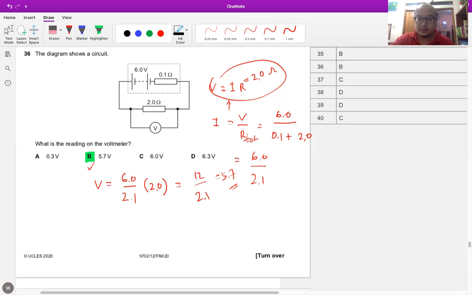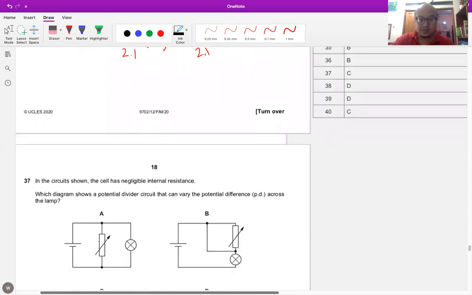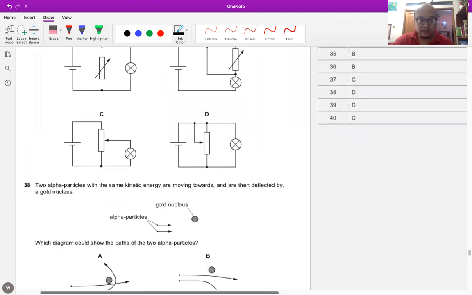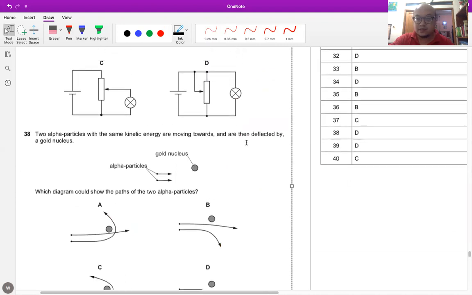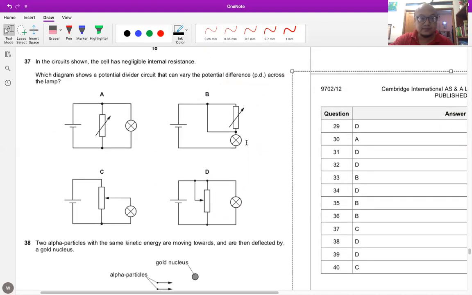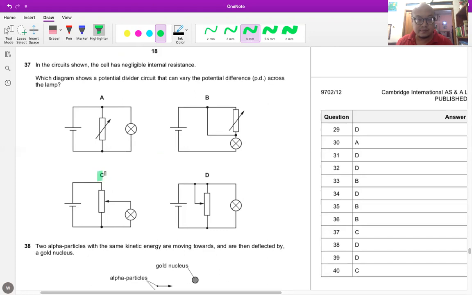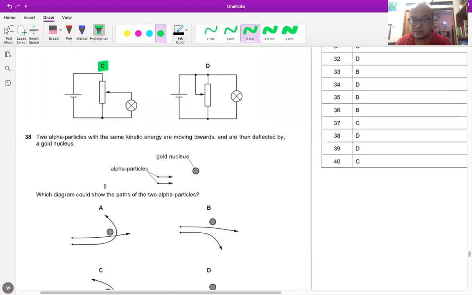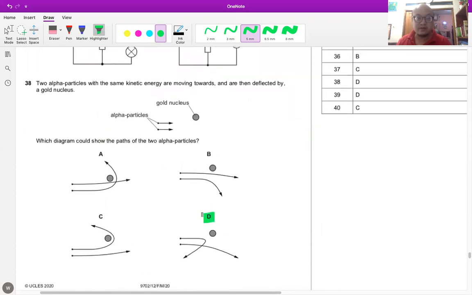37, sorry, 37, we check on the next page. They have the answer as C. We see on the one page with 38. Okay, 37 is C. I highlight 37 first. And then 39 is D. Okay, let me check.